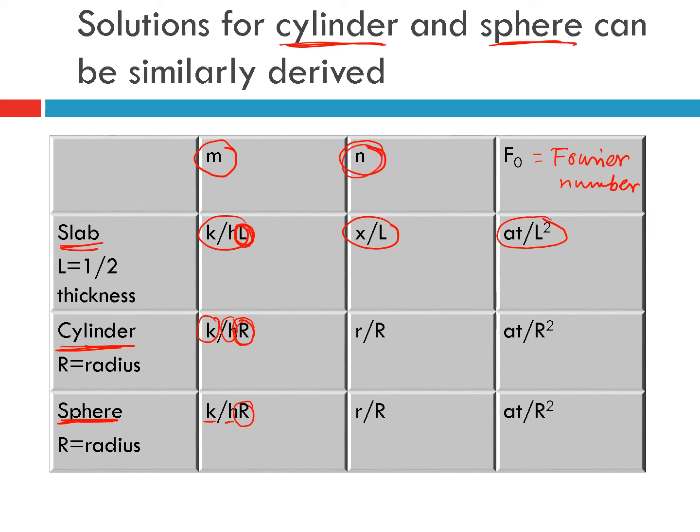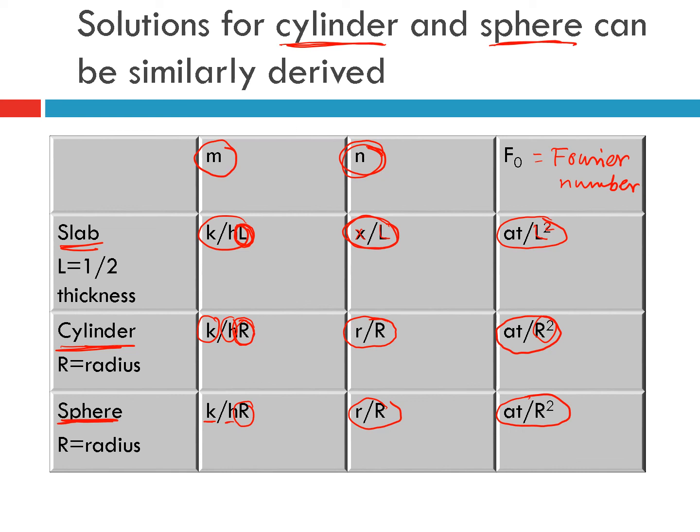Likewise, the n values, instead of x over L, which is non-dimensional distance from the center, this is non-dimensional radius. So n values are that way. And then Fo, instead of alpha t over L squared, where L is the half length of the slab, is alpha t over r squared for the radius of the cylinder, and alpha t over r squared, where r is the radius of the sphere.